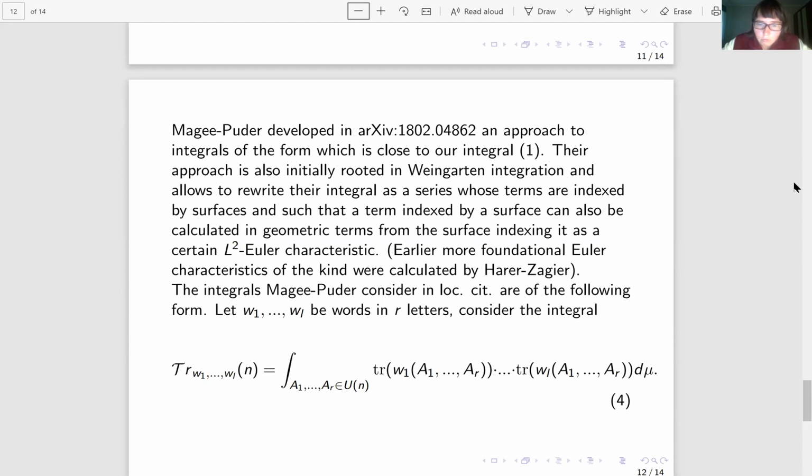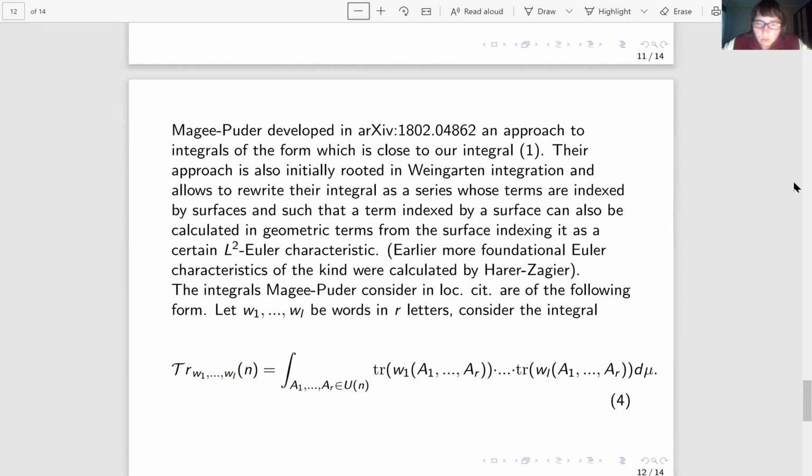And anyway, what kind of integrals do Magee and Puder compute? They calculate integrals of the following form. We have some free words, just some alphabet in r letters, and some words in this alphabet, so free non-commutative words in r letters. The integral is also some kind of integral over the unitary group. Well, not a Gaussian integral, I'm sorry. It's an integral over the unitary group with respect to Haar measure.